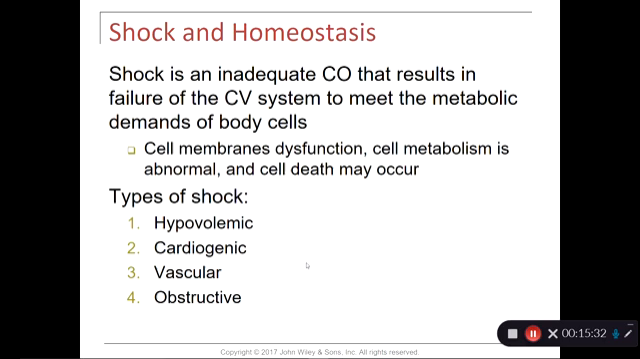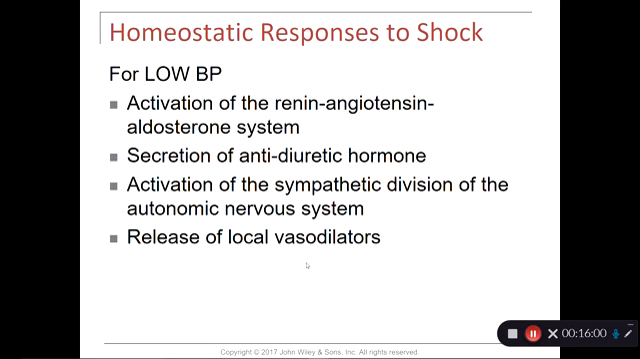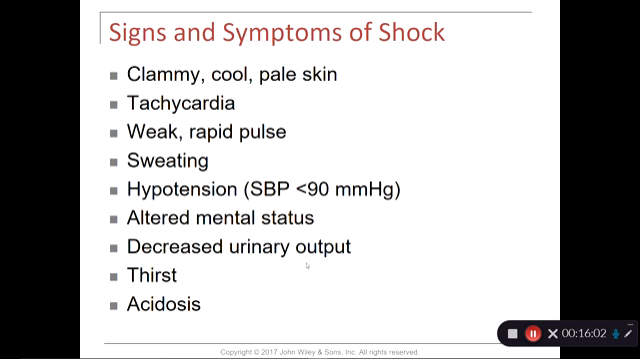There are several types of shock if things just don't go right. You've pushed all the buttons to do the correct negative feedback, but for some odd reason it's not working out so well. You've got hypovolemic shock. Hypo, remember, means low. Volemic means volume, so hypovolemic means low blood volume. You've lost a lot of blood. You've got cardiogenic, vascular, and obstructive as well. Here are some signs and symptoms for shock.